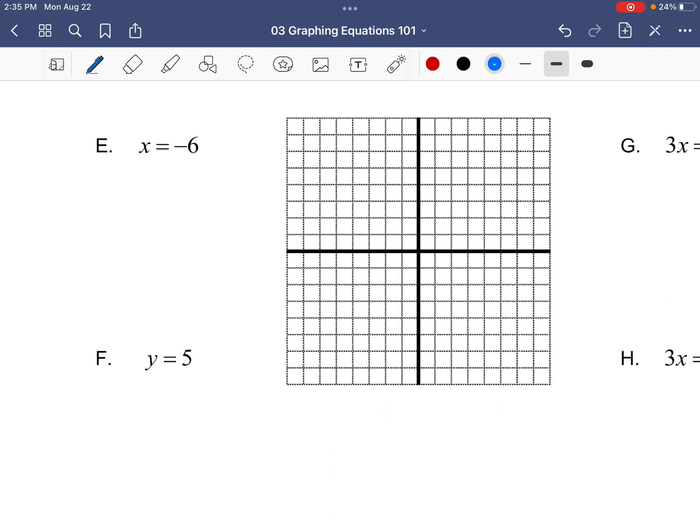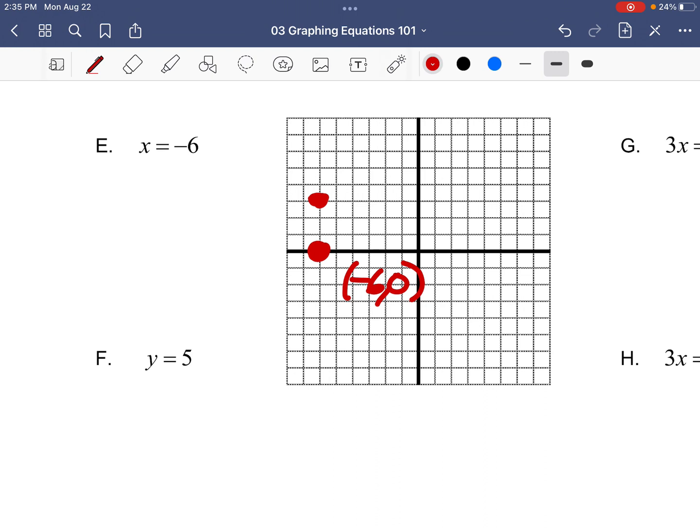If x equals -6 is a line, what that means is that every point on that line has to have x equaling -6. Now, I will see students instinctively go to x equals -6, but what you're really doing is going to a point that contains an x value of -6.